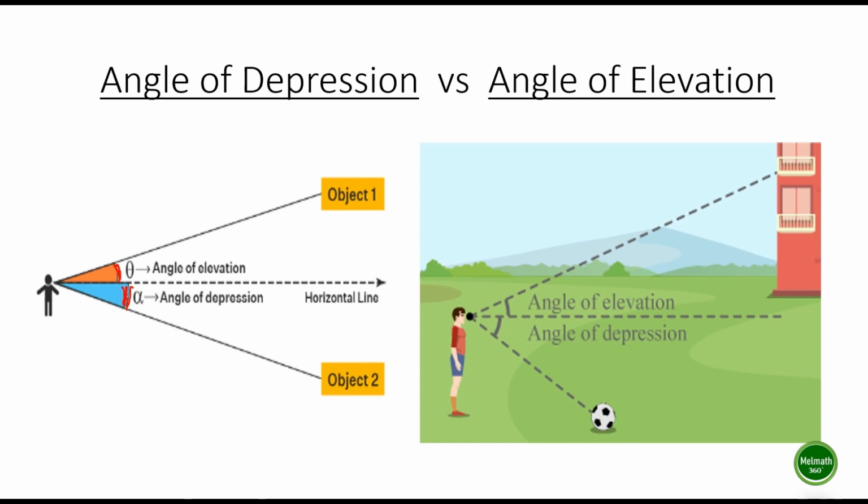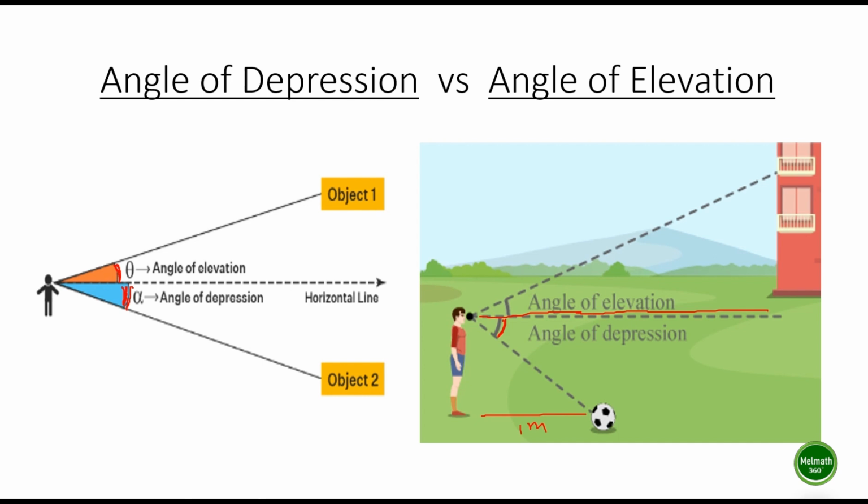Imagine that you are standing on a football field and are about 1 meter away from the ball. As you look down at the ball, imagine a diagonal line is formed from your eyes to the ball. This line is called your line of sight, or the line drawn from the eye of an observer to the point in the object viewed by the observer. So the angle that is formed when looking down is called the angle of depression.